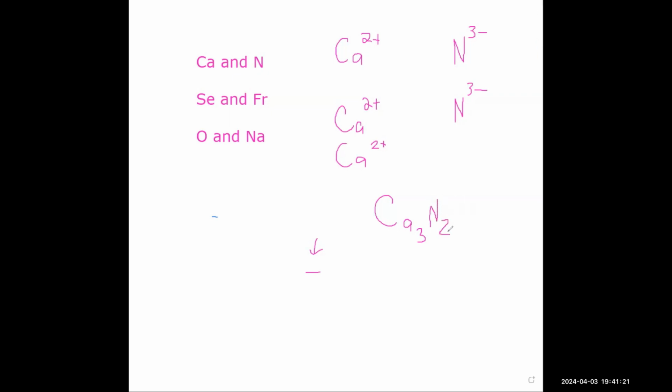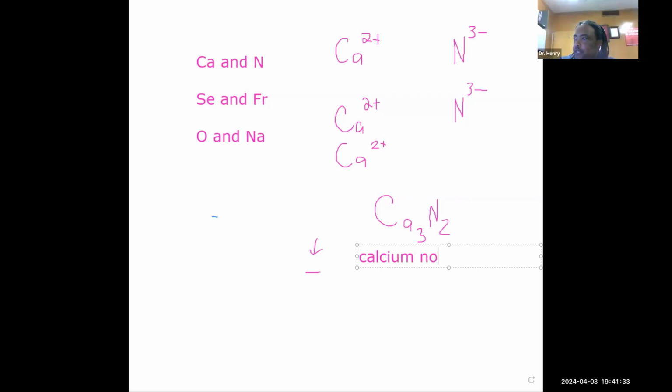Okay. So now what is the name of this compound? Calcium nitrate? That's right. Calcium nitride. Oops. Okay. What about selenium and francium?